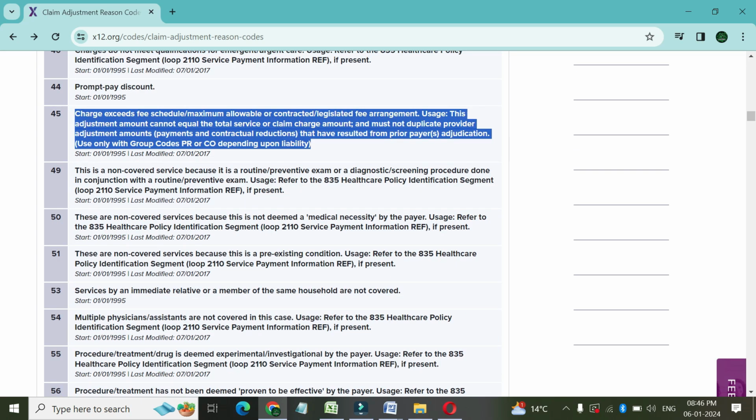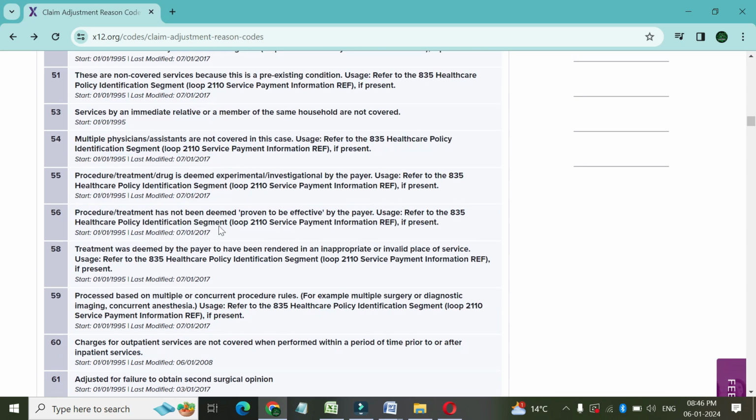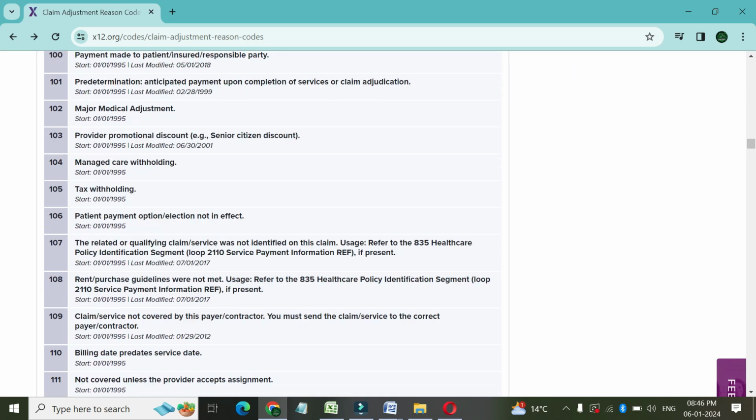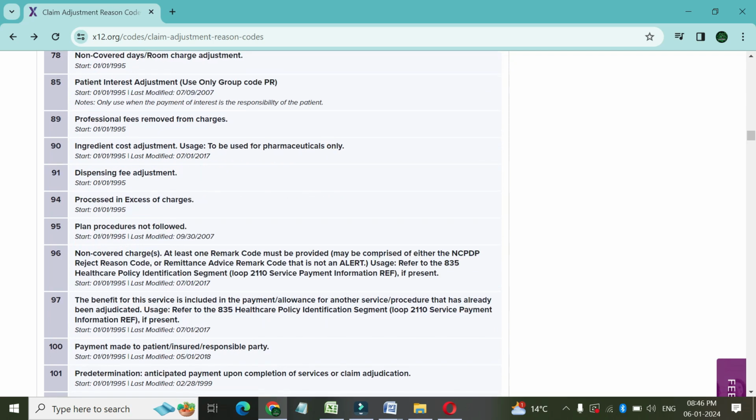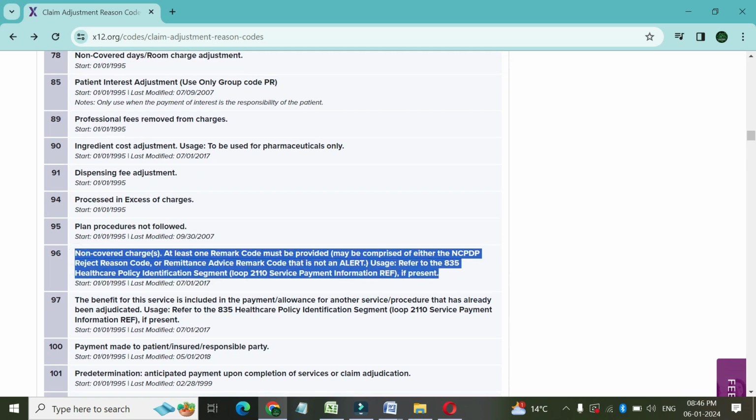Okay. Similarly, let's look at some other codes. Let's look at 96. That's one of the famous ones. So if the payer doesn't cover a service, they will report it as CO96. It will say non-covered charges, or it can sometimes also be reported as PR96, because if it is non-covered charges, it can be the patient's responsibility to pay that.